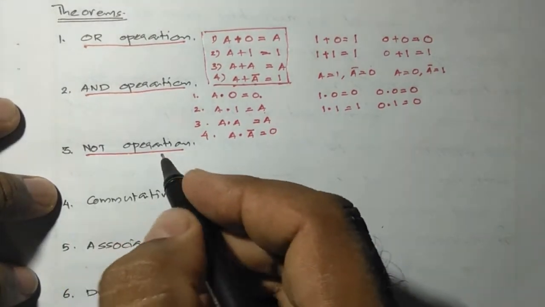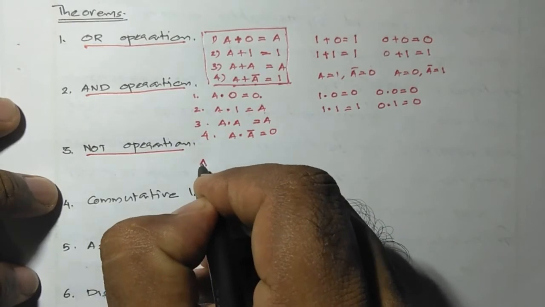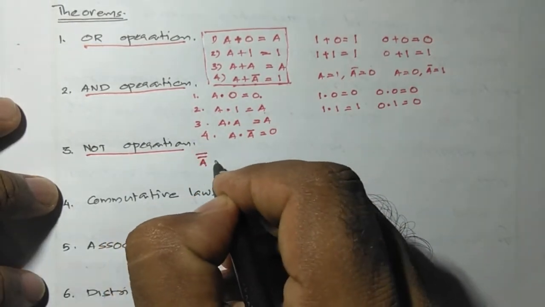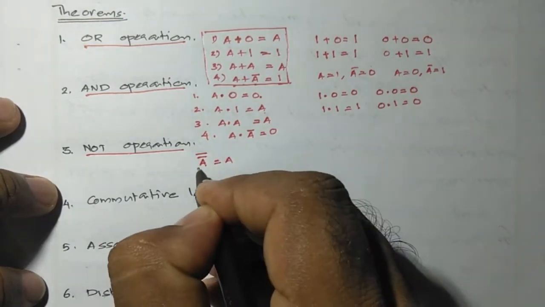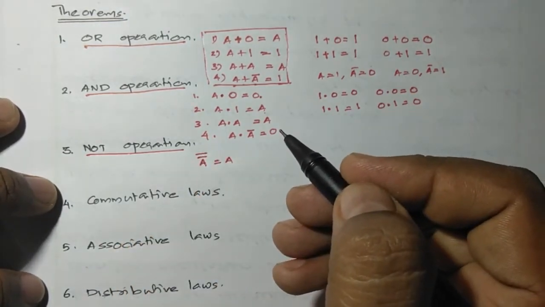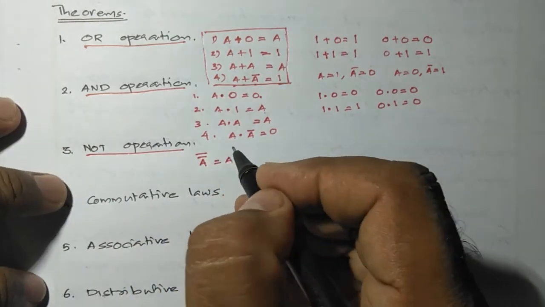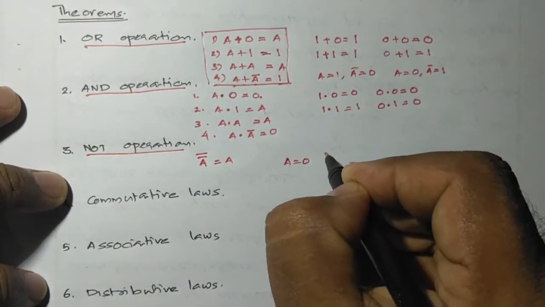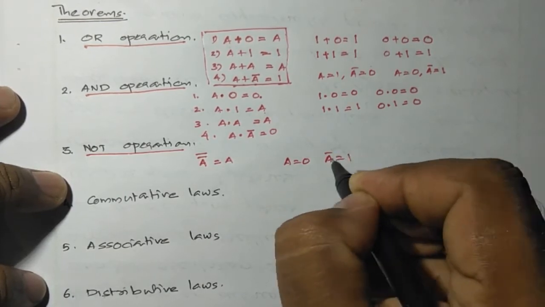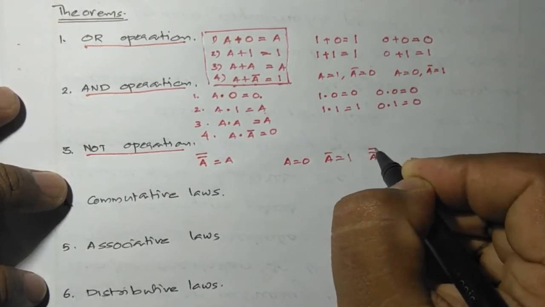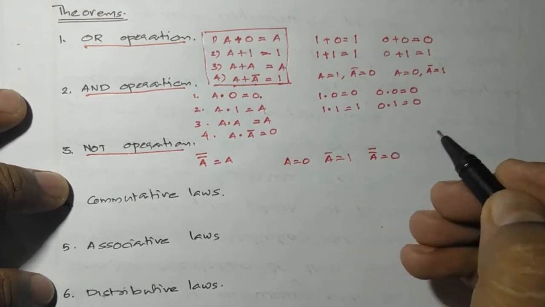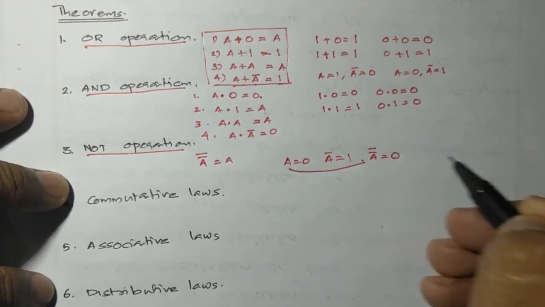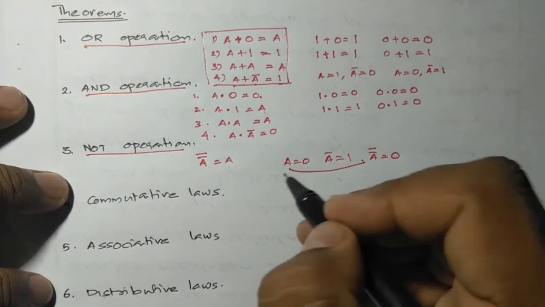Then the third logic operation, NOT. A NOT operation is A bar bar equals A, or A double bar, or A double complement. A complement is A. If A is 0, then A complement is 1. Then the complement of this will automatically become 0. That's why we say A equals A complement or A double bar.